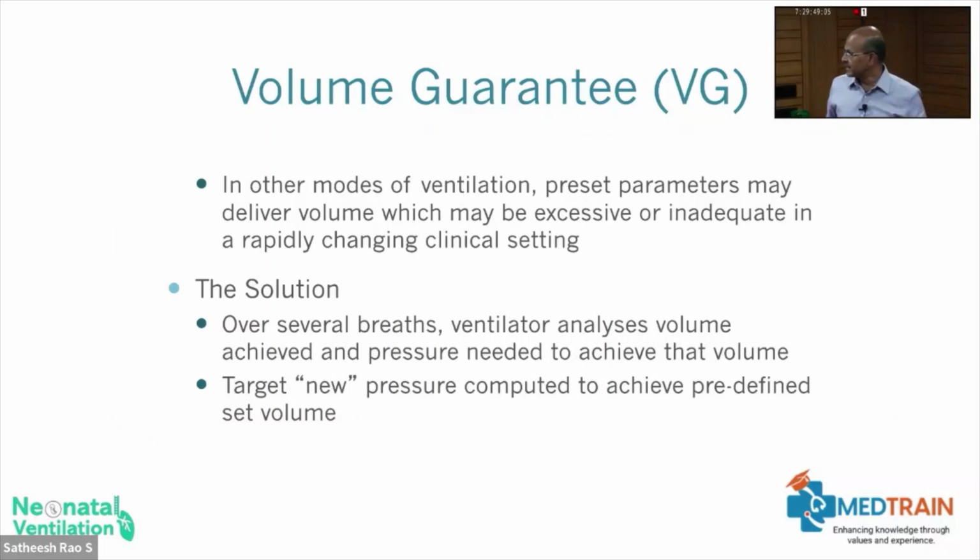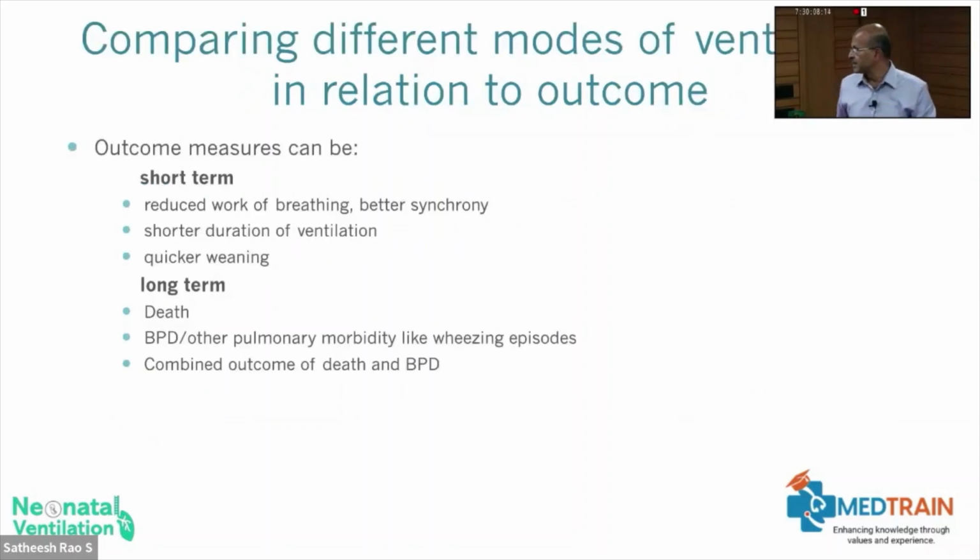So in volume guarantee, the preset parameters will deliver the volume. In the non-volume guarantee, you may get excessive tidal volume, excessive pressure unnecessarily, especially after surfactant. The compliance of the lung changes quickly. So with volume guarantee, the ventilator is analyzing the volume and the pressure is adjusted after 1 or 2 breaths. The lag depends on the ventilator.